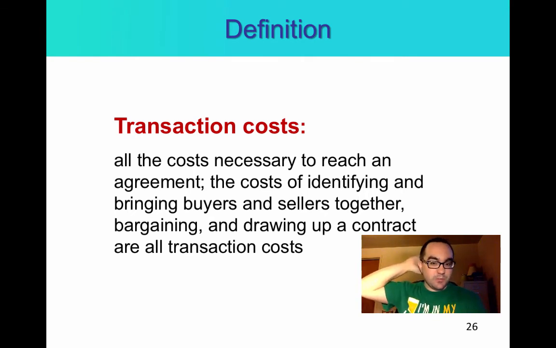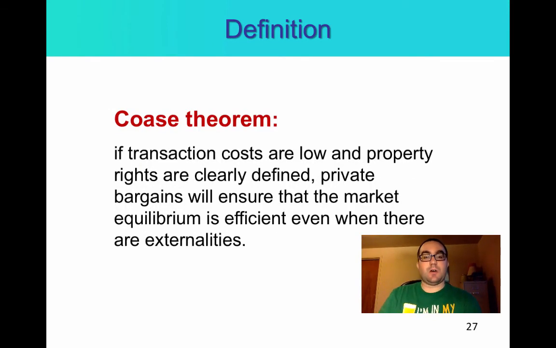So, a transaction cost. This is all the costs necessary to reach an agreement. Cost of identifying and bringing together buyers and sellers, bargaining, drawing up a contract, credit card costs, any cost that happens when you're making that transaction. So, the Coase theorem. If transaction costs are low and property rights are clearly defined, private bargains will ensure the market equilibrium is efficient even when there are externalities. So if I don't have to spend hours and hours to find what the benefit is to something, and I own whatever property it is, I'm going to take that information and it's going to be better off for me to understand that. So it makes pretty good sense. But the odds are you're not going to have all that information, so this doesn't happen very often.